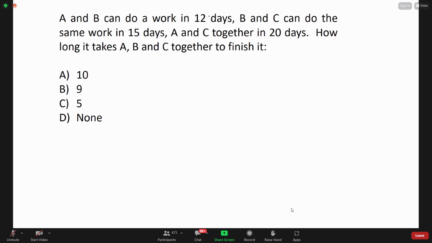What is the answer? A and B can do a work in 12 days. B and C can do a work in 15 days. C and A can do it in 20 days. How long does it take if A plus B plus C work together to finish it?